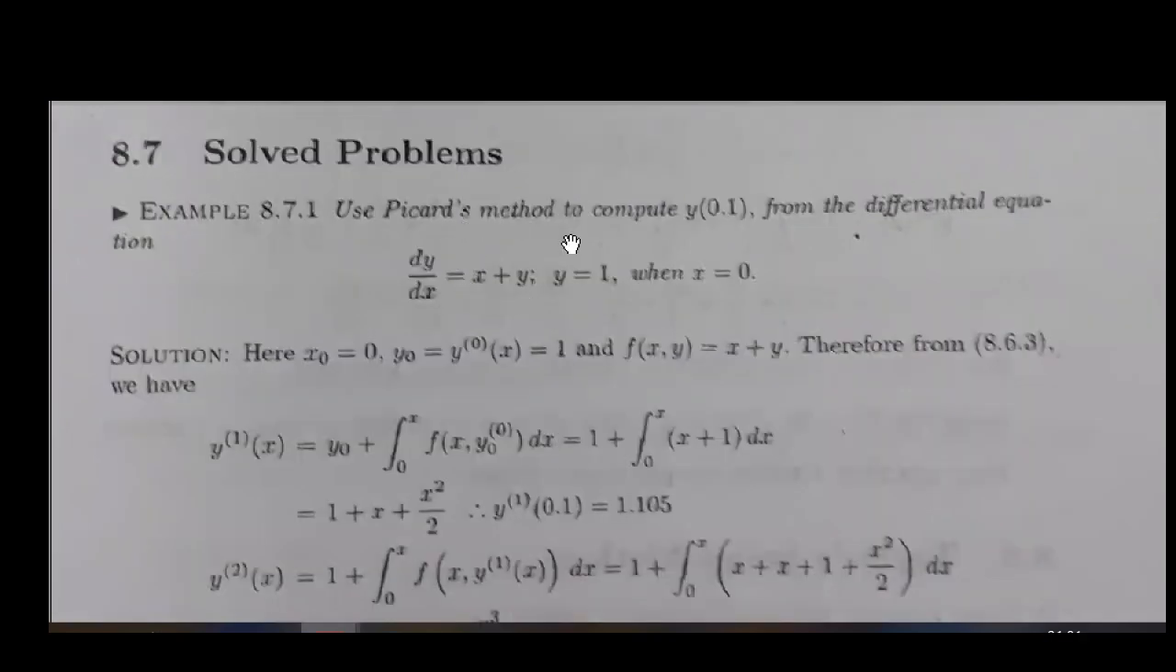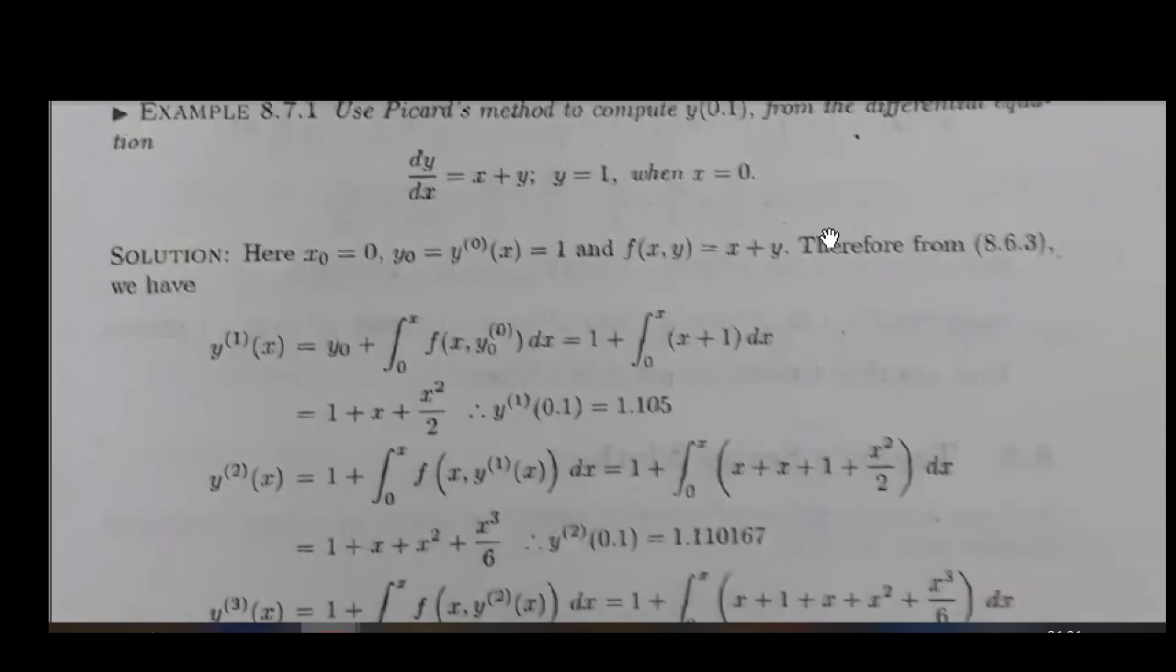So use Picard's method now. This already we did before using Euler's method. Now we are using Picard's method. This y at the point 0.1 you have to compute using Picard's method. So x0 is this, y0 is this. We will take y at the level of 0, that is the initial approximation. F of x, y is this. So the first level of approximation will be this.